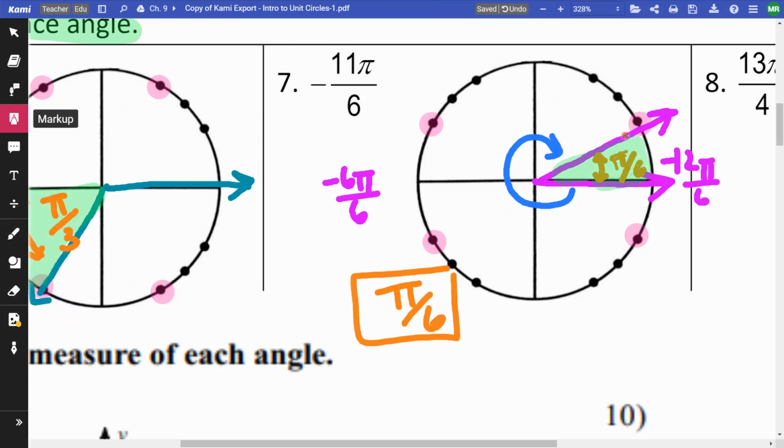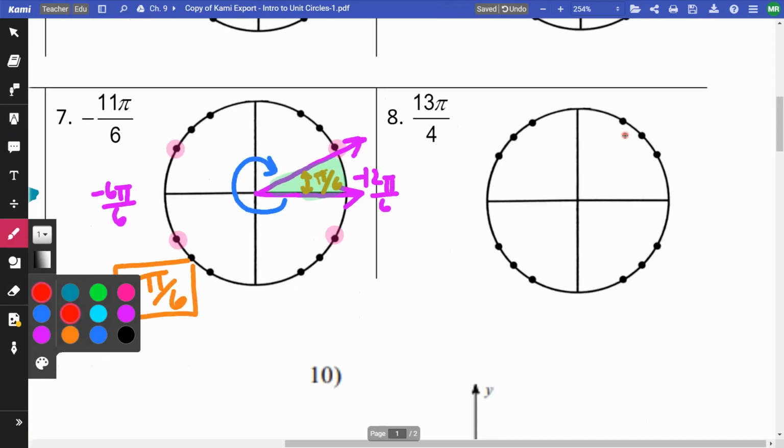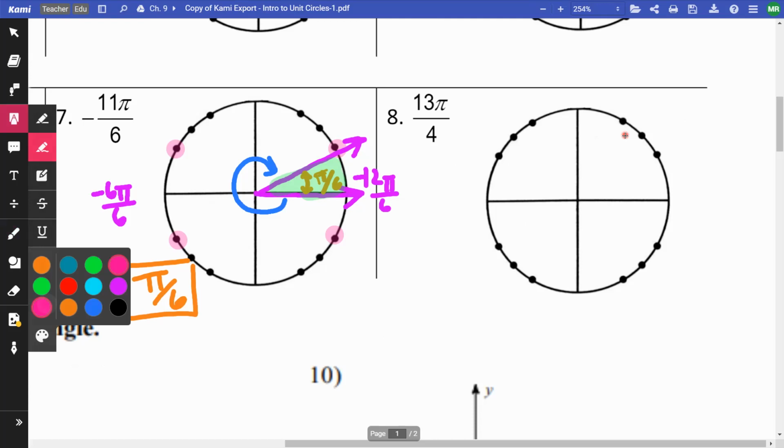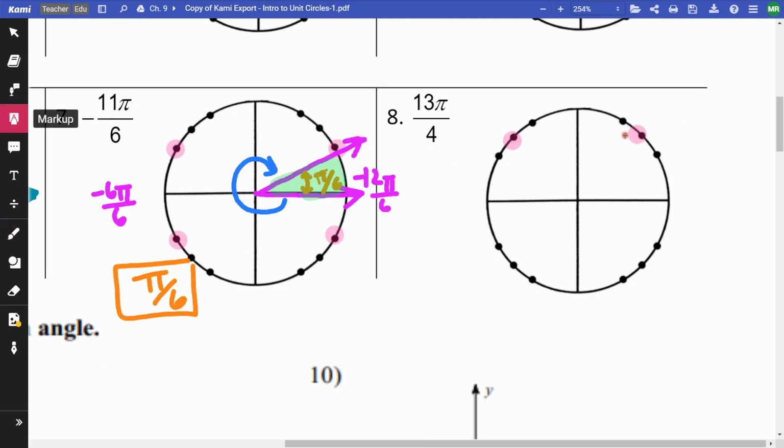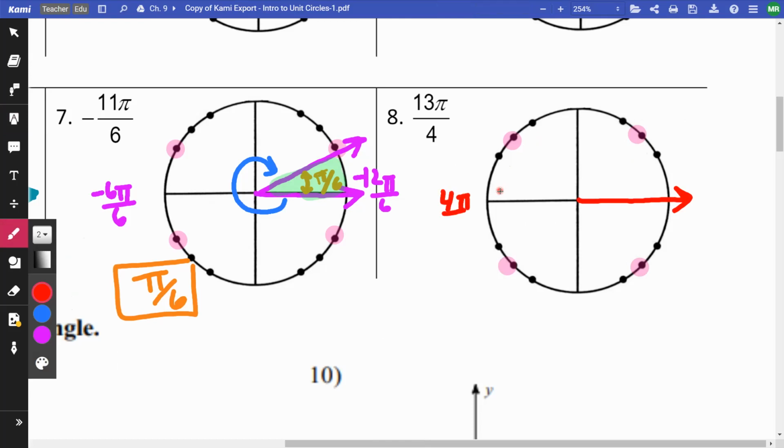Okay. So on the next one, I'm dealing with my fourths. So my fourths are going to be here, here, here, here, the ones in the middle. Okay. And I'm going to 13 pi over 4. So I am going to first start here. And I'm going to go 13 pi over 4, which means I'm going to go all the way to here, which would be 4 pi over 4. All the way to here, that would be 8 pi over 4.